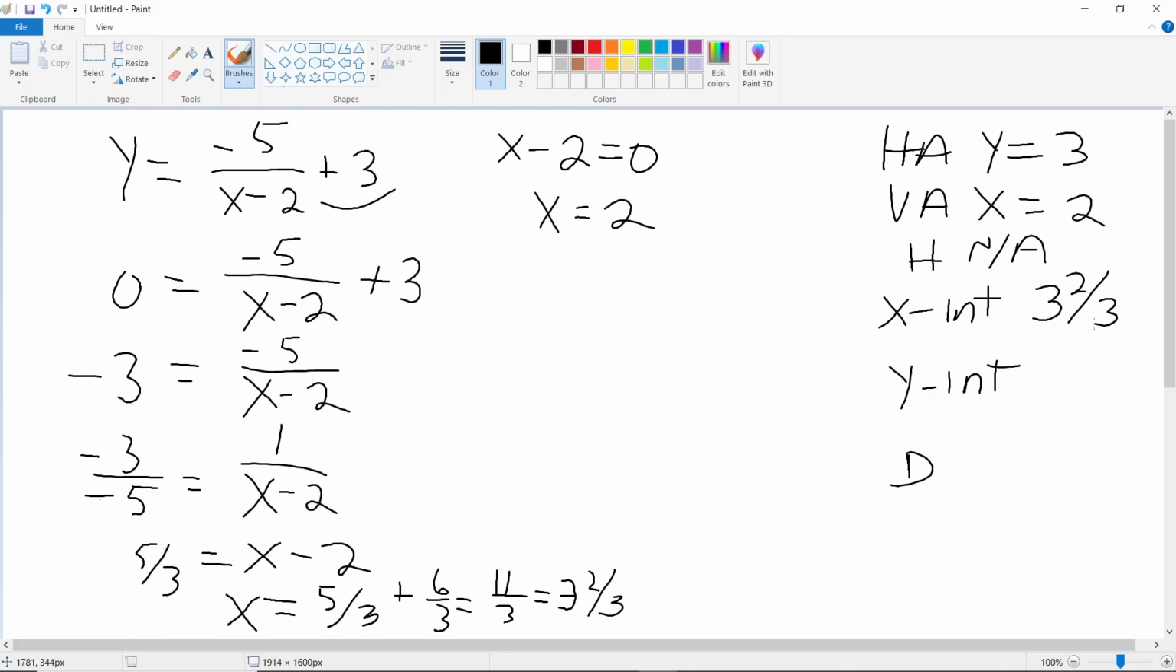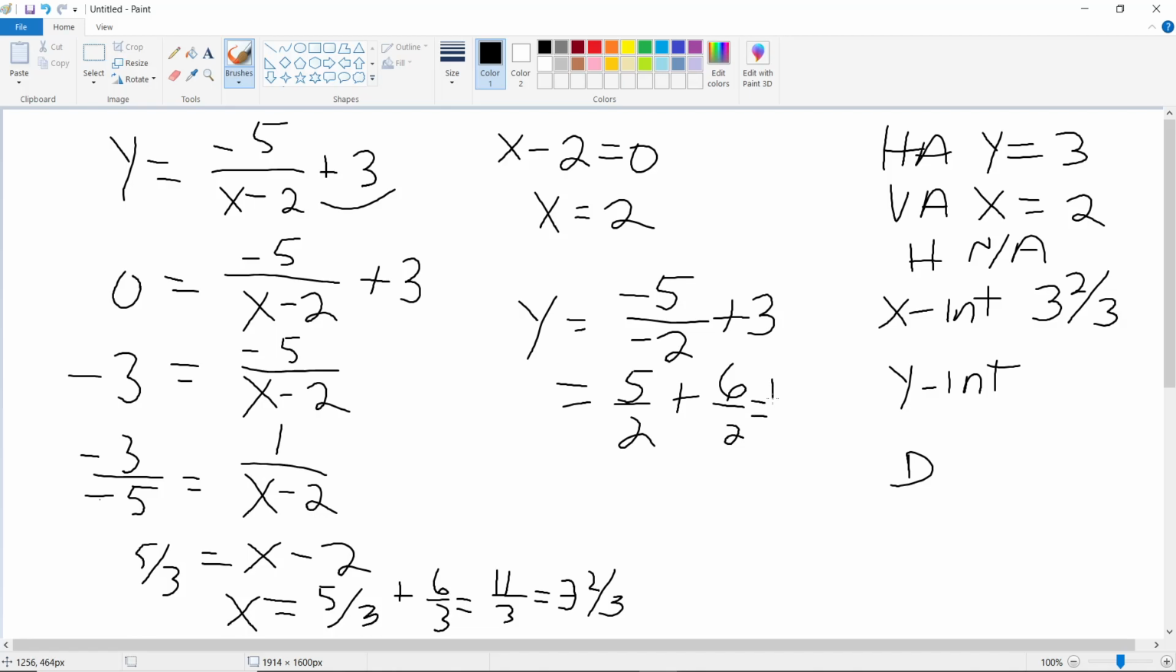And then the y-intercept is when x is equal to 0. So y equals -5 divided by 0 minus 2, which is -2, plus 3. Well, that's 5/2. Minus sign goes away. Negative divided by negative is positive, plus 2 times 3 is 6/2. That's 11/2. That also equals 5.5. So y-intercept is 5.5.